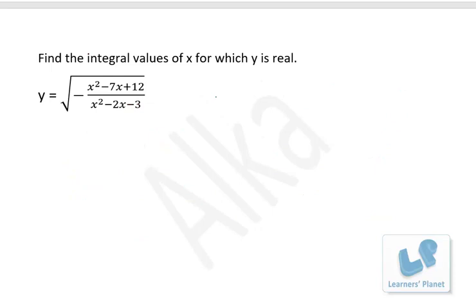Find the integral values of x for which y is real. So again we want y to be real. That means the expression under the square root should be greater than equal to 0. That means x square minus 7x plus 12 by x square minus 2x minus 3 with negative sign should be greater than equal to 0. That means individually this expression should be less than equal to 0.